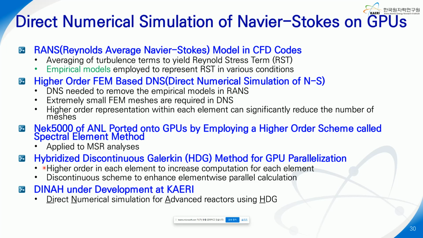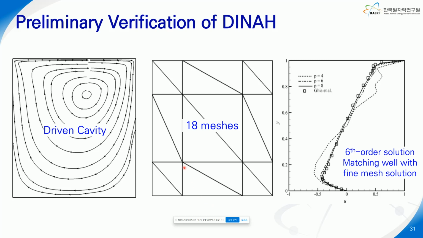At KAERI, we are investigating hybridized discontinuous Galerkin method for the more efficient GPU parallelization of DNS. It is named DYNA, which stands for Direct Numerical Simulation for Advanced Reactors using Hybridized Discontinuous Galerkin method. This shows the effectiveness of DYNA in a driven cavity problem. With the fourth order polynomial, only 18 coarse meshes were enough to reproduce the fine mesh solutions.